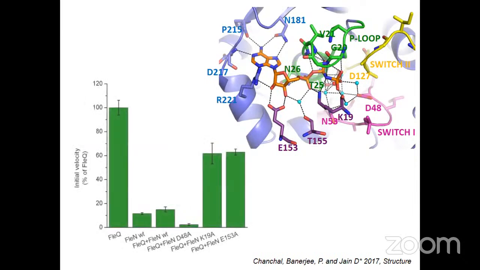And if we mutate that, FleN cannot dimerize, and FleN was no longer able to inhibit the ATPase activity of FleQ. This is FleQ ATPase activity. This is FleN wild type ATPase activity. If you add those two proteins, FleQ loses its ATPase activity. But if you take these mutations, which were defective in ATP binding, the protein is no longer able to inhibit the ATPase activity. So we concluded FleN is an inhibitor of FleQ. It inhibits its ATPase activity, and it does so only when it is in a dimeric form. And dimer is formed only when FleN can bind to ATP, otherwise not.